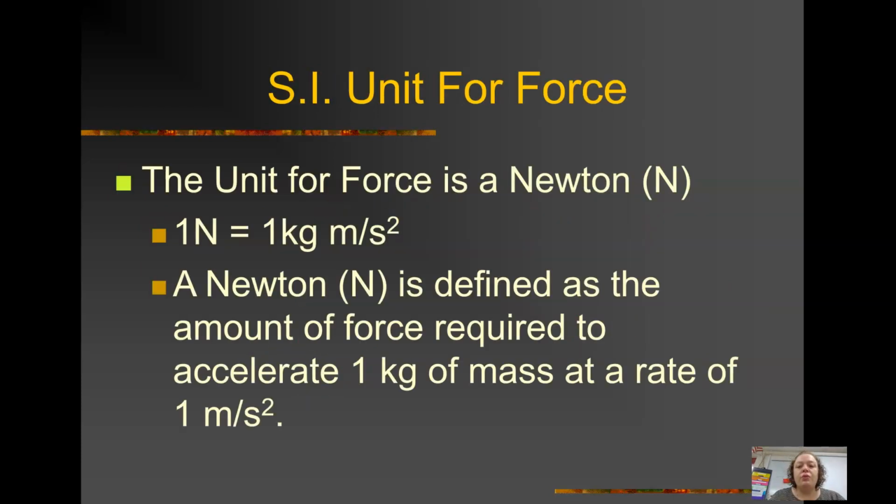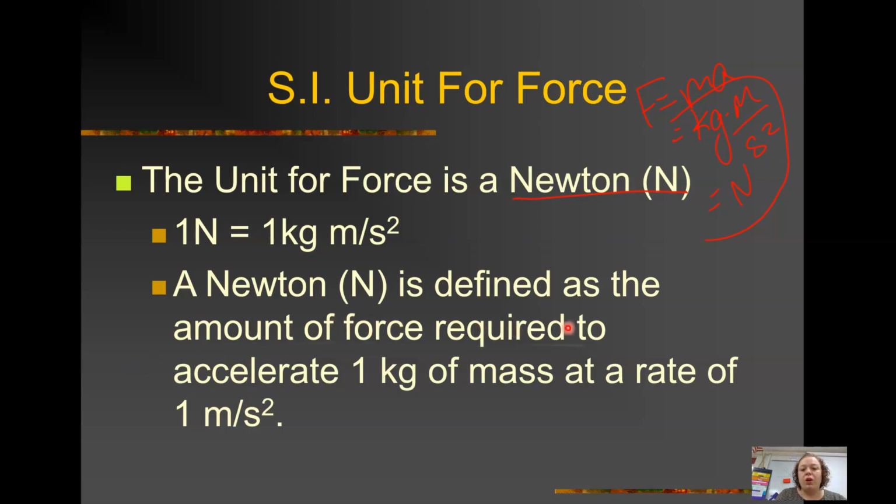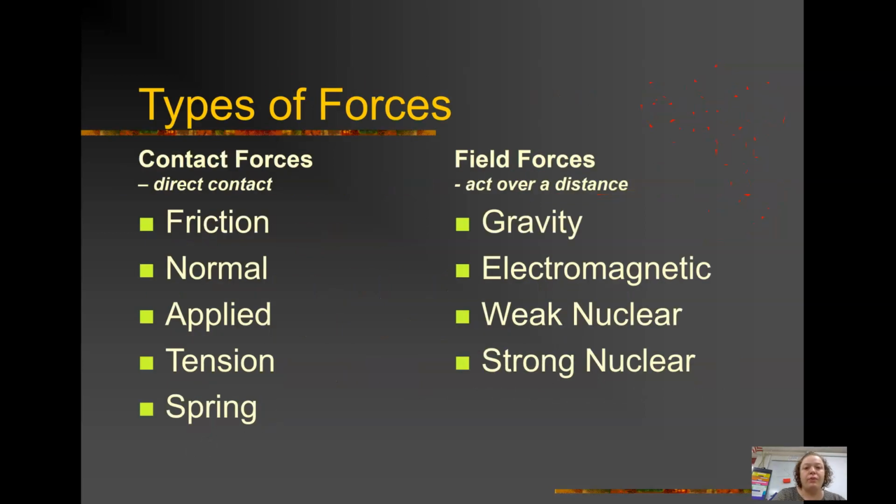So the unit for force is a Newton, and if you think back to when you first learned about forces, force is equal to mass times acceleration. Mass is in kilograms. Acceleration is in meters per second squared, so therefore a Newton is a kilogram meter per second squared. Basically, we define it as the amount of force required to accelerate 1 kilogram of mass at a rate of 1 meter per second squared. So kilogram meters per second squared.